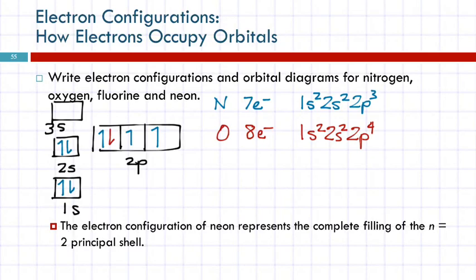Fluorine. How many electrons does fluorine have? 9 electrons. So where does the 9th electron go? In this second box here is your share. And then the electron configuration, really similar. 1s2, 2s2, this time 2p5, because there's 5 electrons in this room.